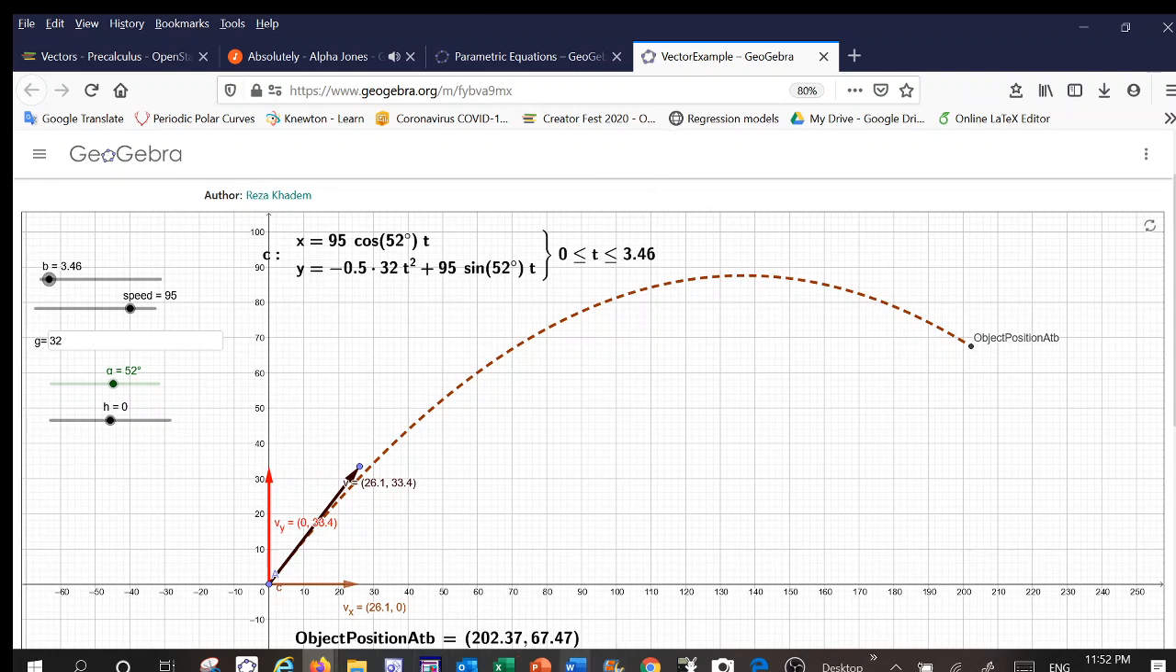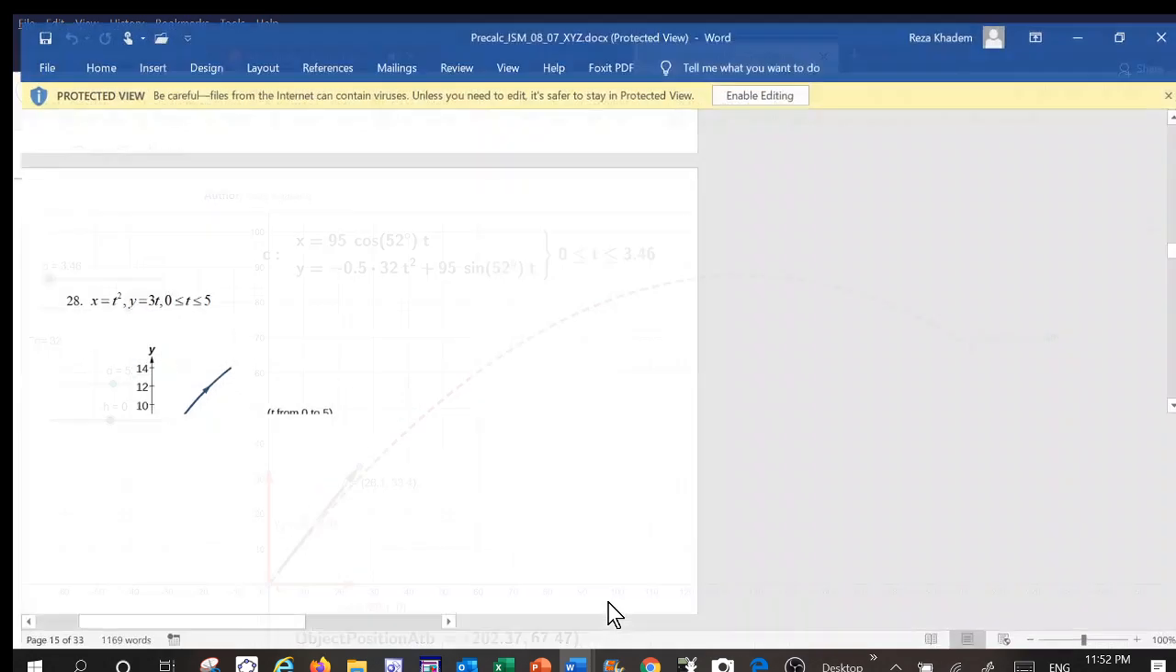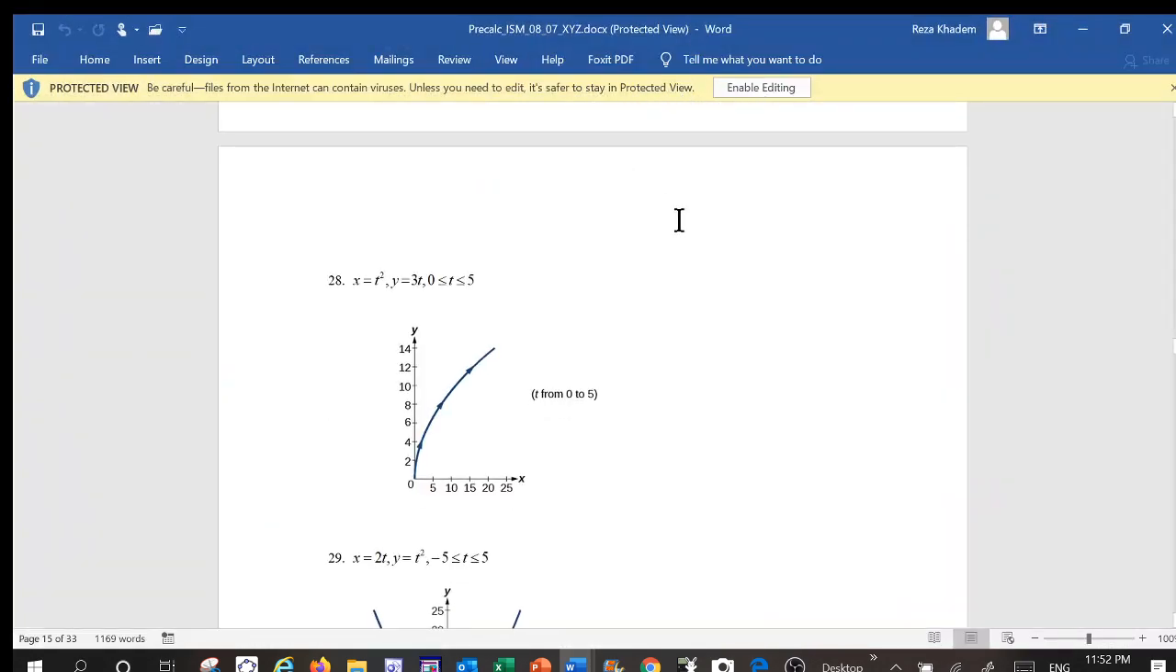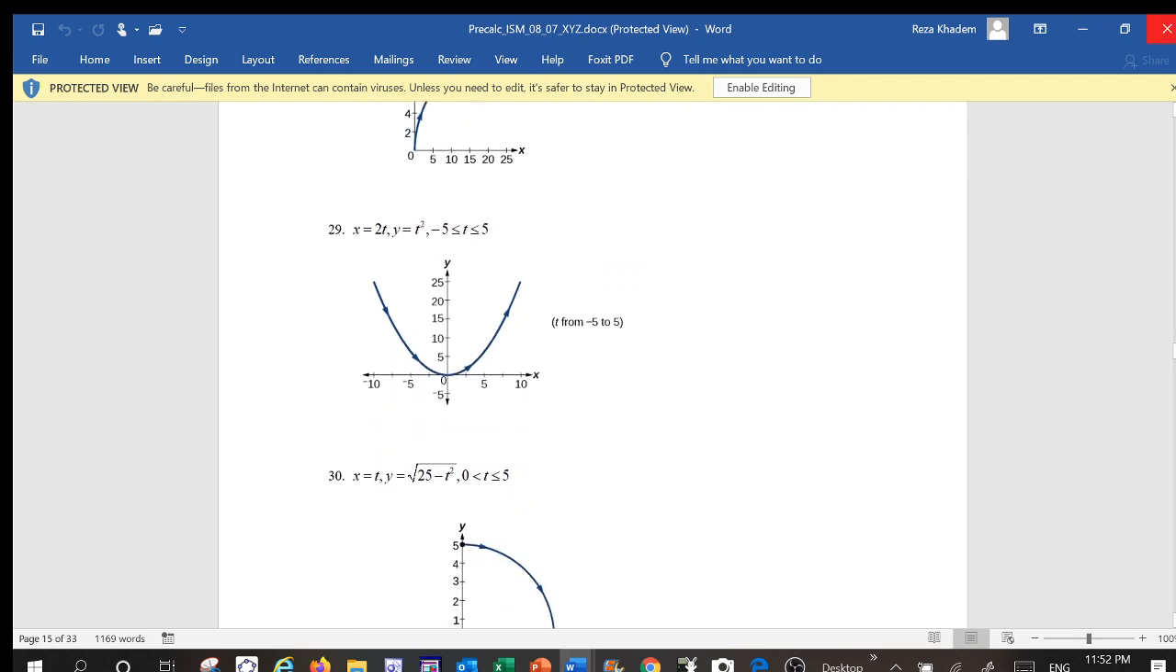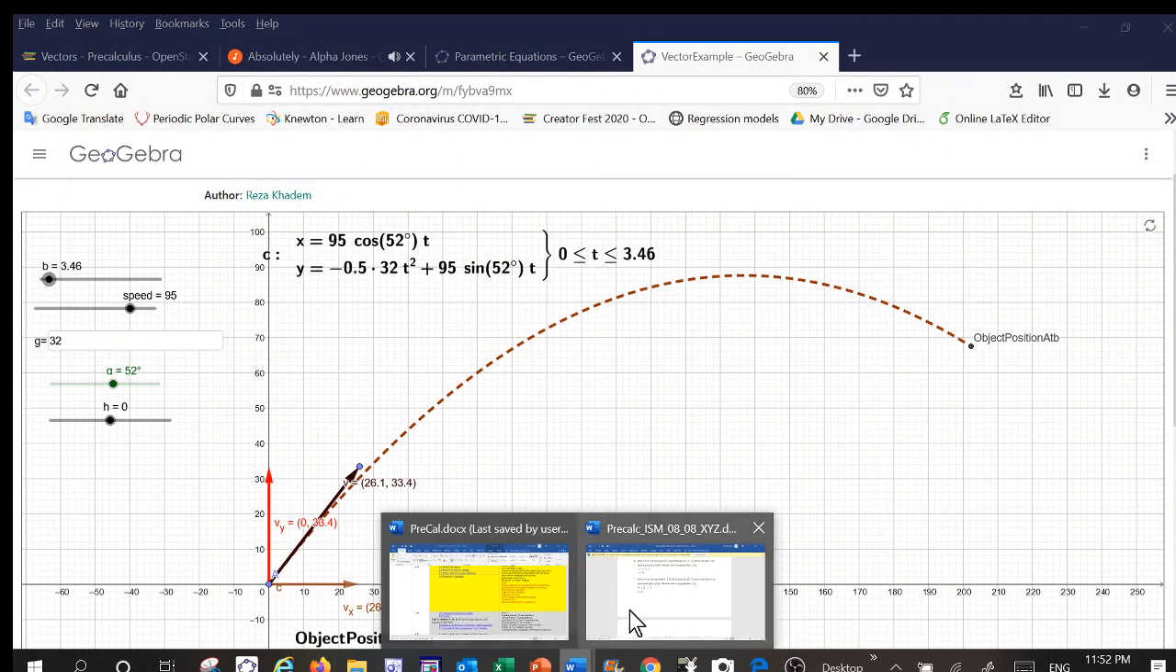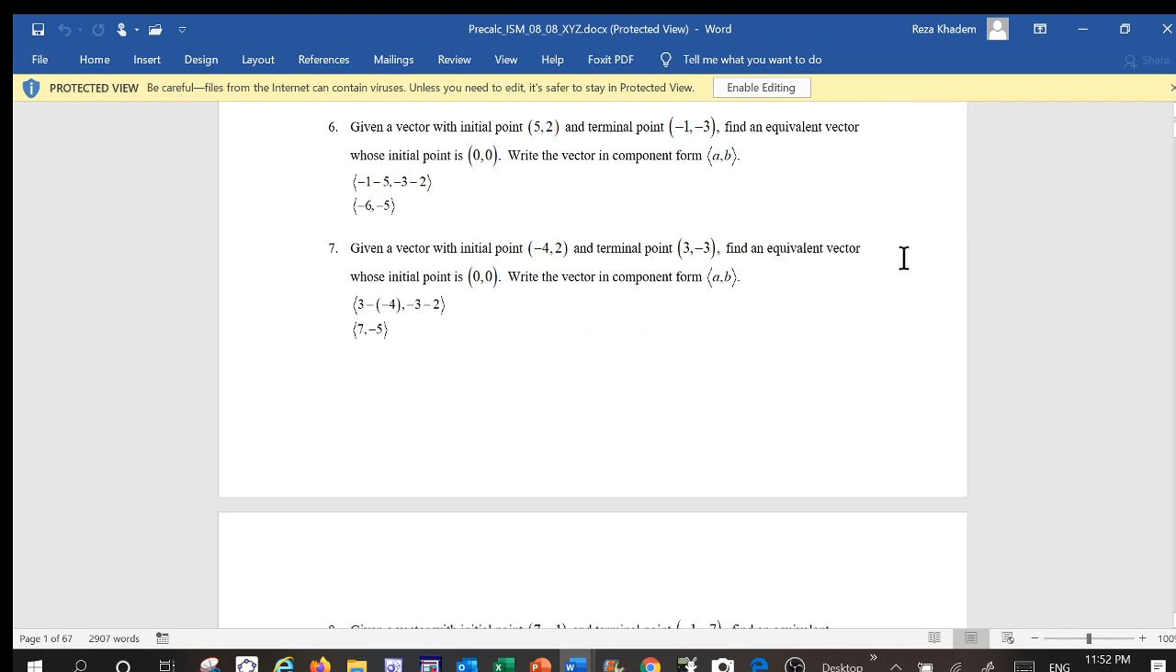All right, so very few more minutes only, and this is the section on parametric equations. I want to do a few on the vectors. And so here it says, given a vector with initial point and terminal point, find an equivalent vector whose initial point is 0, 0. Write the vector in component form. By that they mean what? Initial point 0, 0 means a standard position. So you just have to subtract, right? So it would be 3 minus negative 4 and negative 3 minus 2, right?